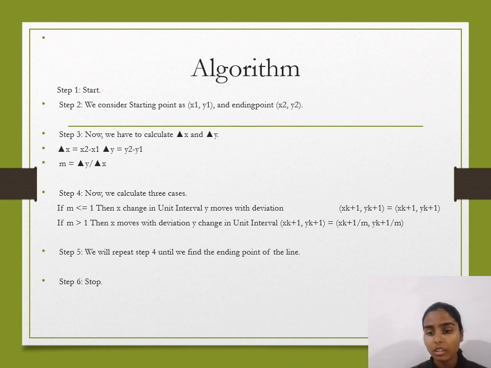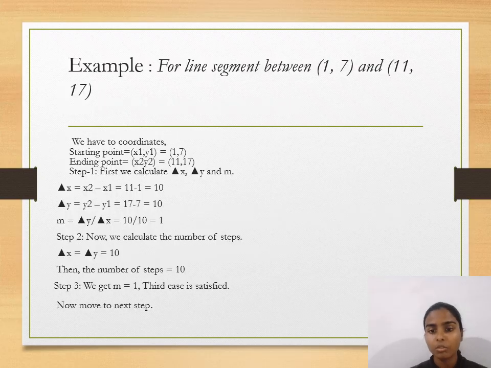Now we will discuss this algorithm with the help of an example, so we have a clear explanation. Our example is for a line segment between 1, 7 and 11, 17. The starting point is x1, y1 and the ending point is x2, y2. We have starting point 1 comma 7 and ending point 11 comma 17.